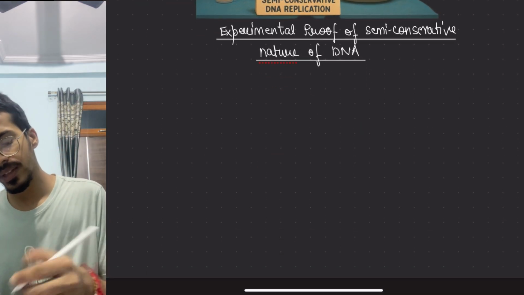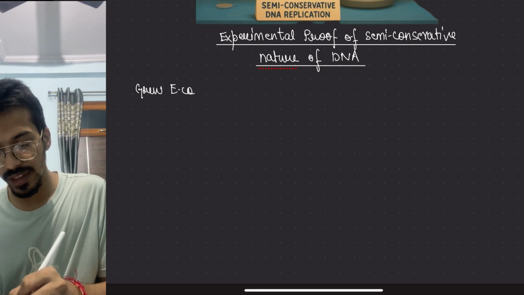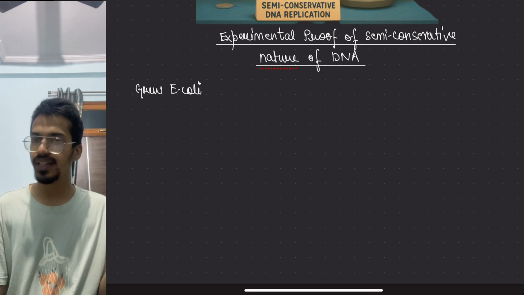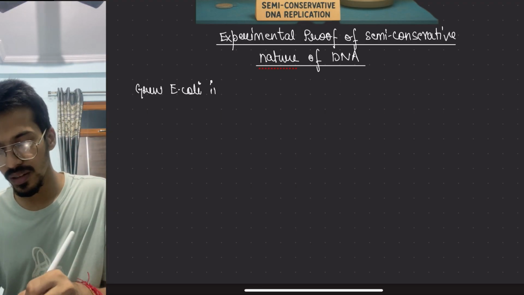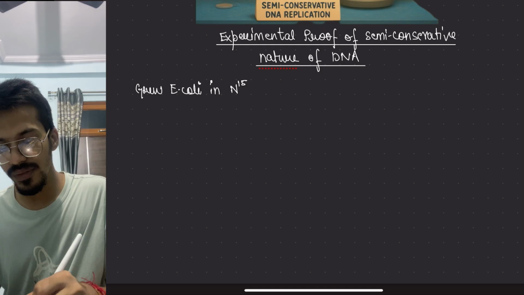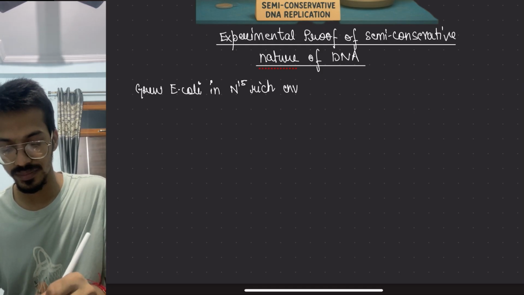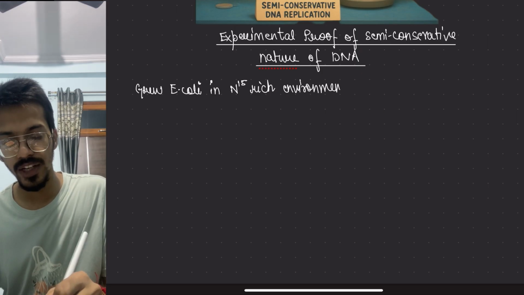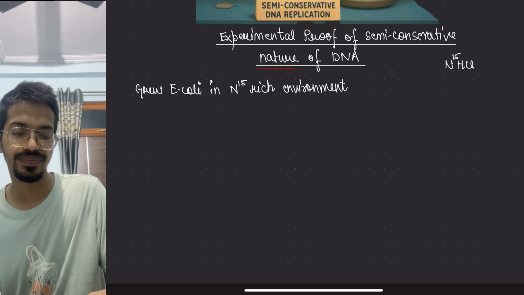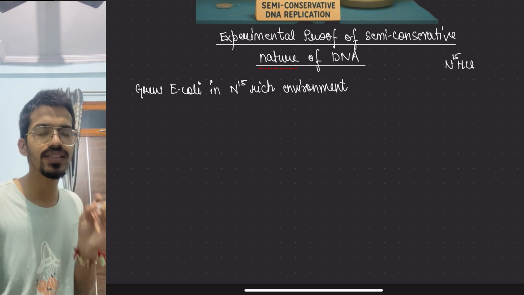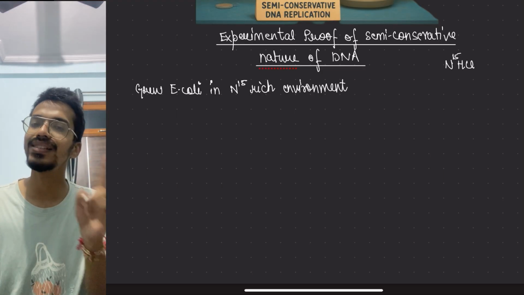So they grew E. coli. E. coli is a bacteria. It will have DNA, and its DNA will also replicate when it has to form. So they grew E. coli in an N15 rich environment. In your NCERT, it's written something like N15HCl. Basically, this is the compound they used. There was no other source of nitrogen except this N15.